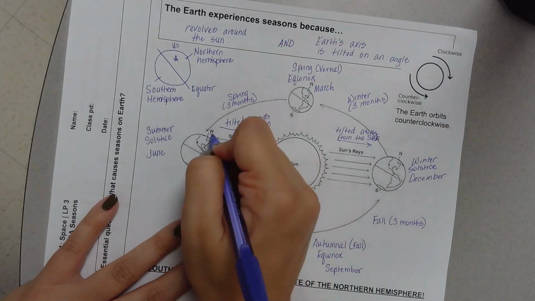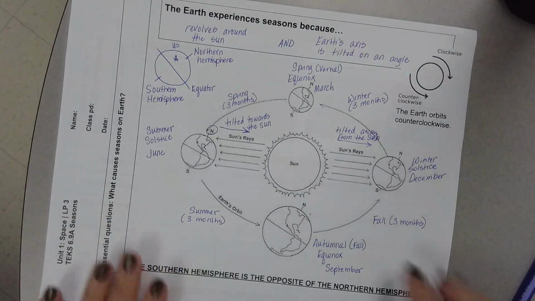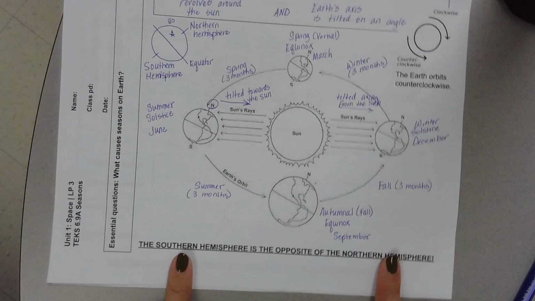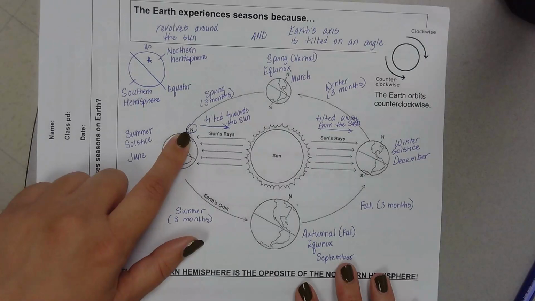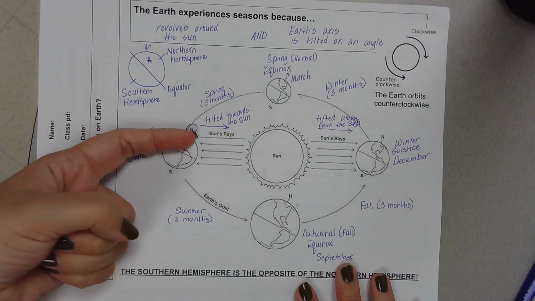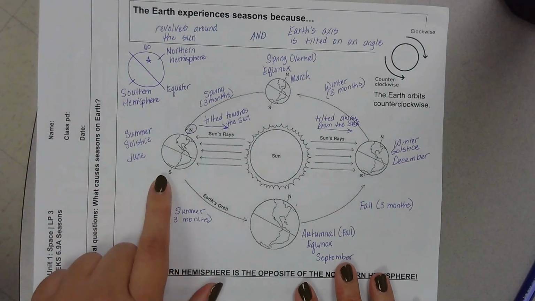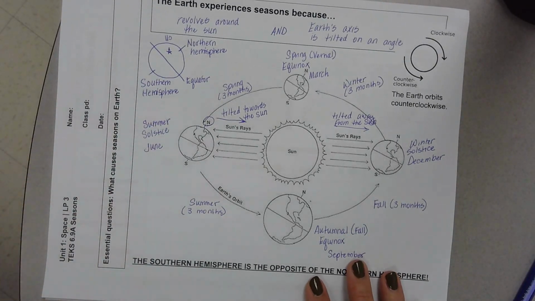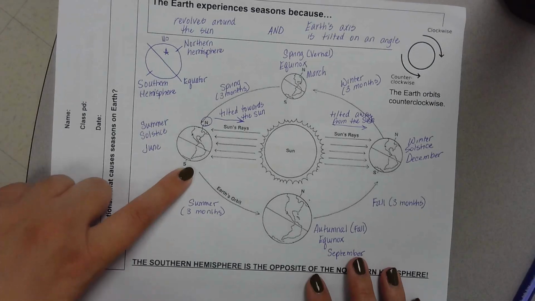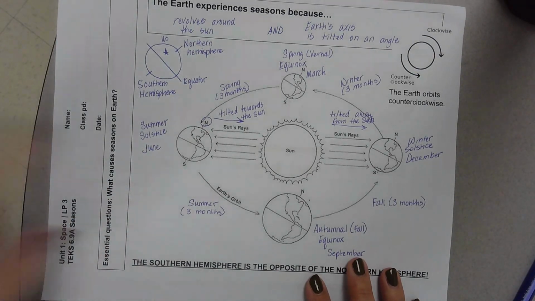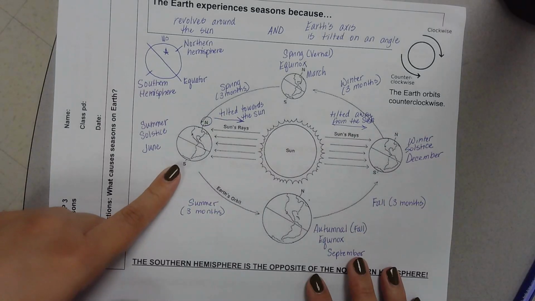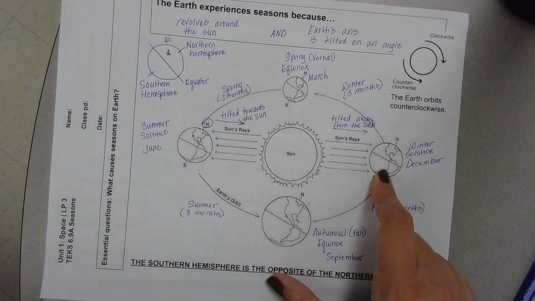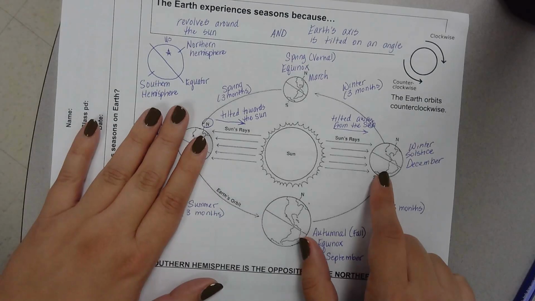So note that this was all for the northern hemisphere. The southern hemisphere is the opposite of the northern hemisphere. So whenever the northern hemisphere is in summer and the axis is tilted towards the sun, notice that the axis in the southern hemisphere is tilted away from the sun. So when it's summer for us in June, it's actually winter in the southern hemisphere. When it's winter for us in December, it's actually summer in the southern hemisphere.